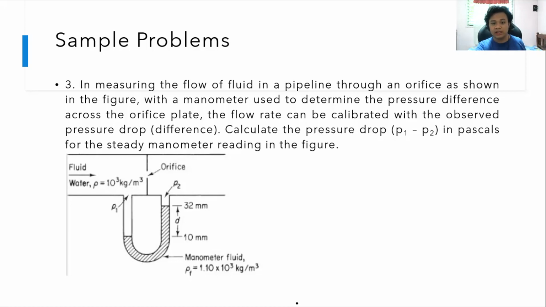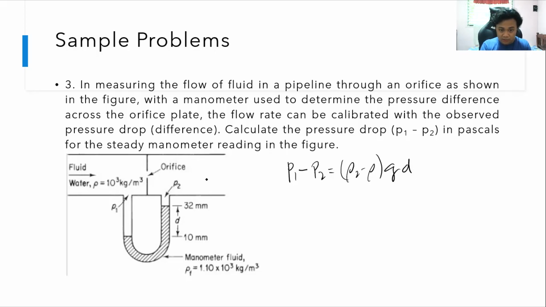In measuring the flow of the fluid in the pipeline through an orifice shown in the figure, with the manometer used to determine the pressure difference across the orifice plate, the flow rate can be calibrated with the observed pressure drop or difference. So calculate the pressure drop, P1 minus P2 in pascals, for the steady manometer reading in the figure. Okay, so we'll just apply the formula directly. So rho 2 minus rho times G D2, or it's just D now.